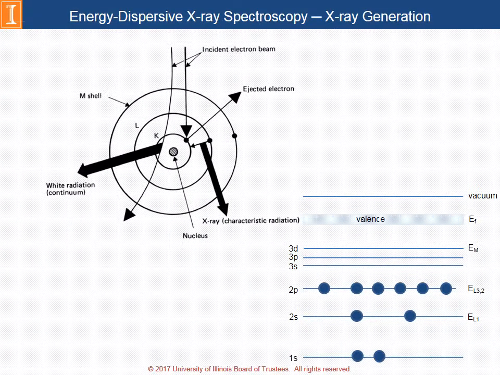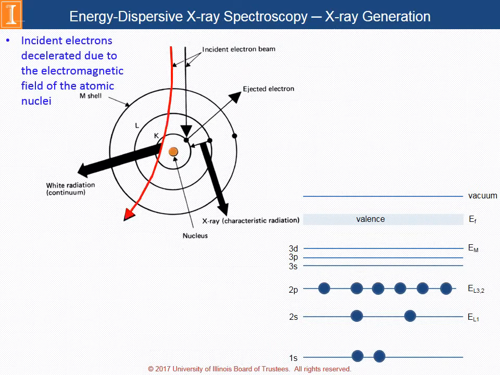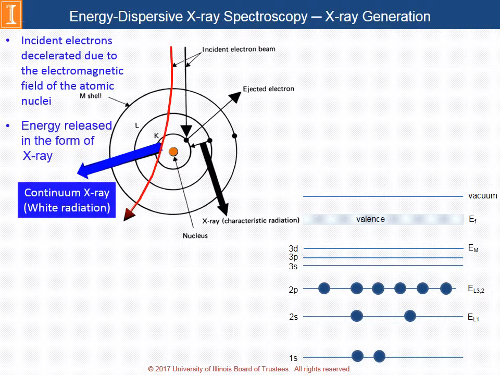Energy-Dispersive Spectroscopy (EDS) is the most commonly used compositional analysis technique in SEM. So how is the X-ray generated in SEM? The incident electrons get decelerated due to the electromagnetic field of the atomic nuclei. So there is energy that needs to be released. Here, the energy from the deceleration is released in the form of X-ray. We call this type of X-ray continuum X-ray.